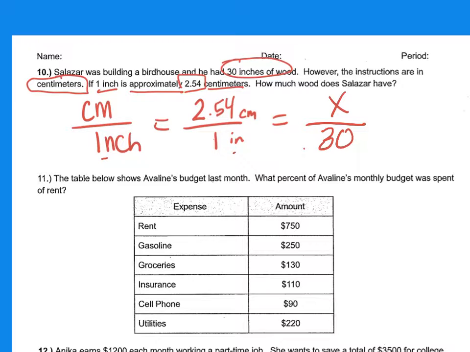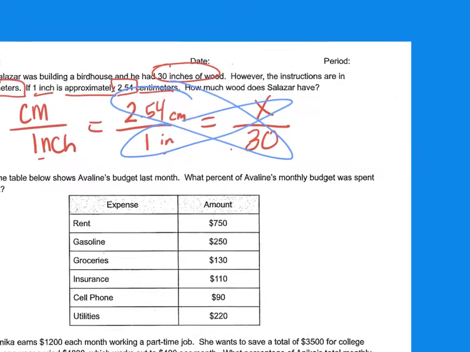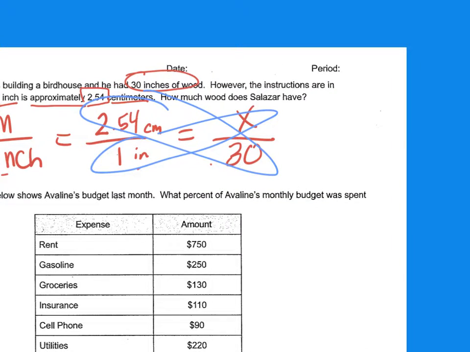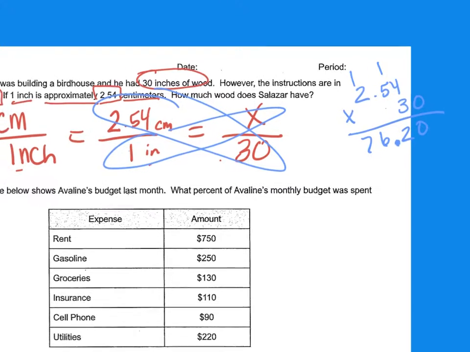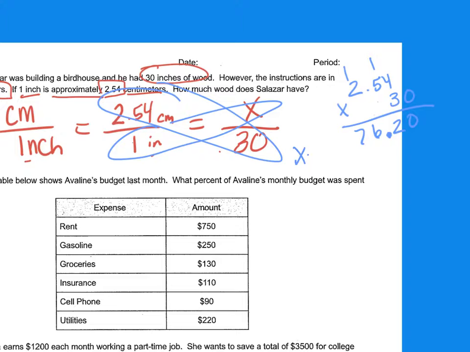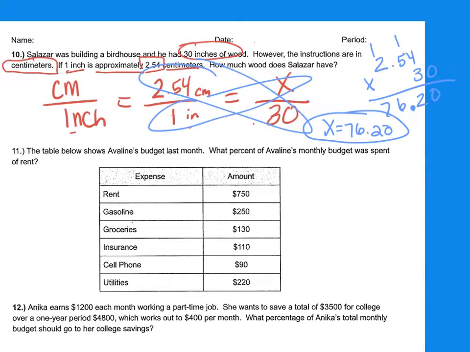So what are we going to do from here? 30 times 2.54. Cross multiply and divide, but you're really going to be dividing by 1. So let's just cross multiply: 2.54 times 30. Good, but then make sure you go back and see how many numbers are behind the decimal in your problem, because that's what we want in our answer.